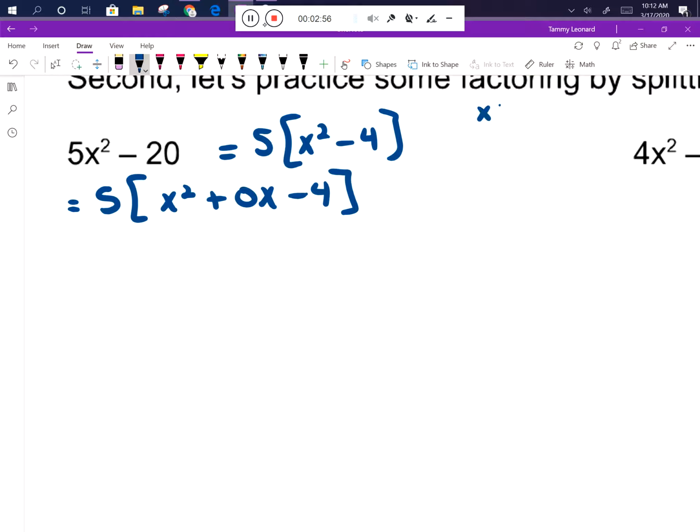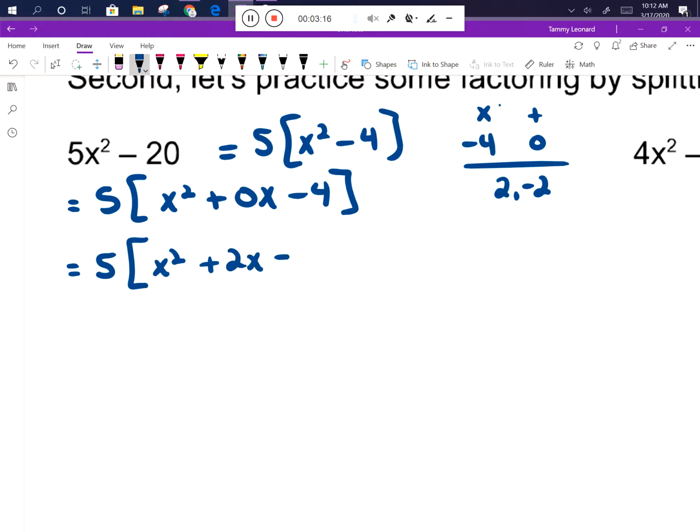What multiplies to make -4 and adds to make 0? Well, I think we might actually have factored x squared minus 4 before. It feels familiar. So that's going to be 2 and -2. So I have the 5 on the outside of the bracket, and now I'm splitting the middle term of 0x into plus 2x and minus 2x, and then including the last term. Making this the sum of 2 binomials, I'll be ready to look for GCFs.